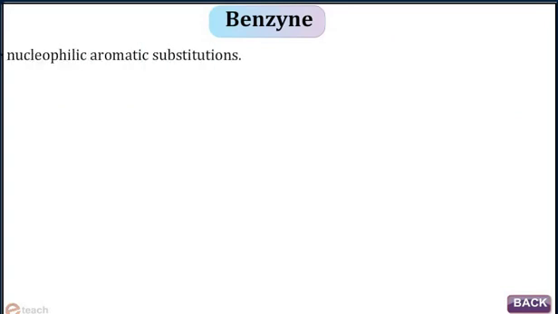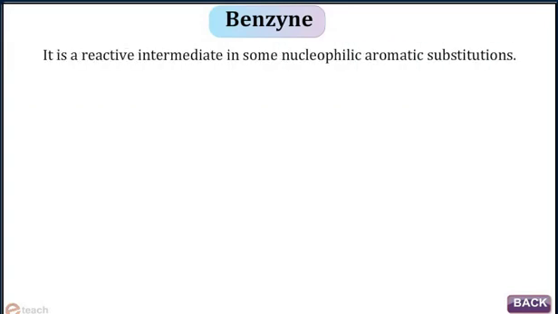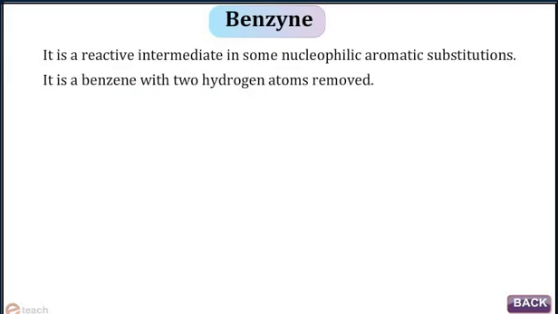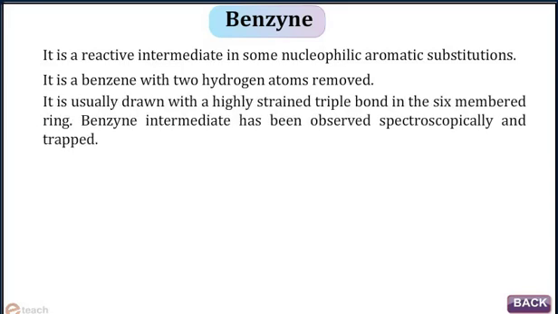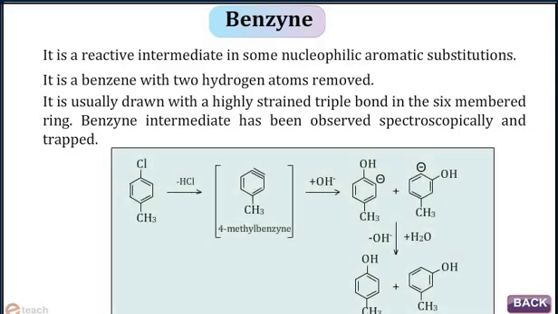Benzyne. It is a reactive intermediate in some nucleophilic aromatic substitutions. It is a benzene with two hydrogen atoms removed. It is usually drawn with a highly strained triple bond in the 6-membered ring. Benzyne intermediate has been observed spectroscopically and trapped. One of the reactions of formation of benzyne is given here.